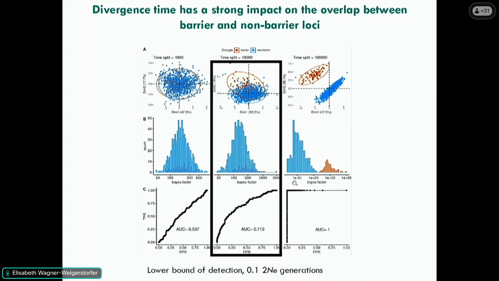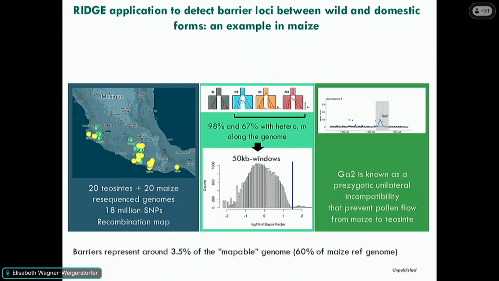You have no false positives. And if you're in between, you have some power to detect barrier loci. And actually, with domestication, we are rather in this middle zone. So we were not exactly sure whether our tool, which we first applied to much more diverged species and it worked well, would do well with such a recent divergence as domestication.